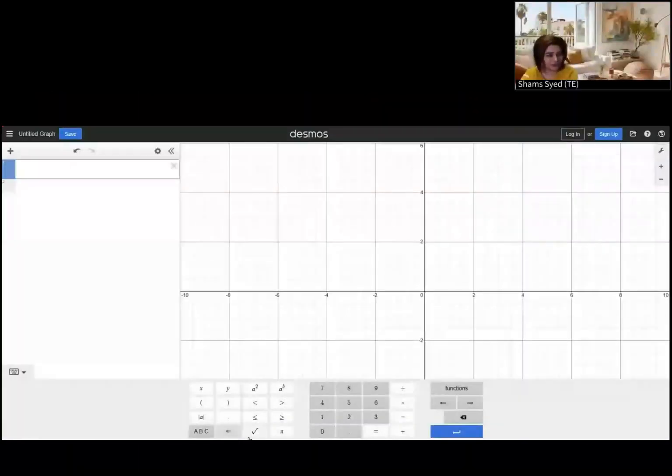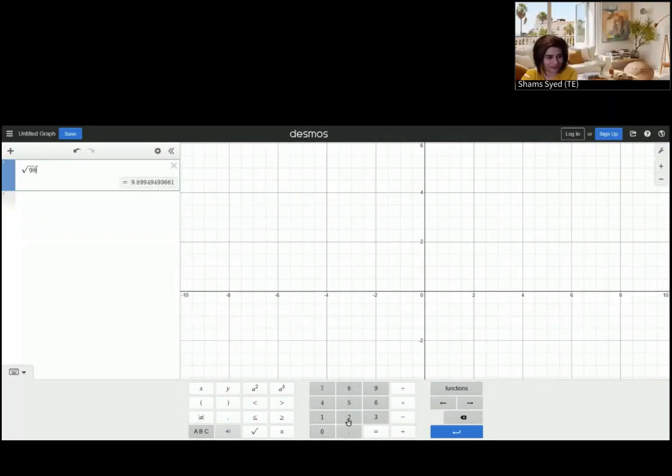So square root, you guys see over here? Everybody can visibly see where the square root symbol is. At the very bottommost row, where it says ABC, there is a symbol for a speaker, volume, whatever you want to call it. Then there's a symbol for square root. That's the last row, third option, square root of 98.5. Right? Can you all see it? Is it big enough for you to see? Yes? So square root of 98.5, I get 9.9.